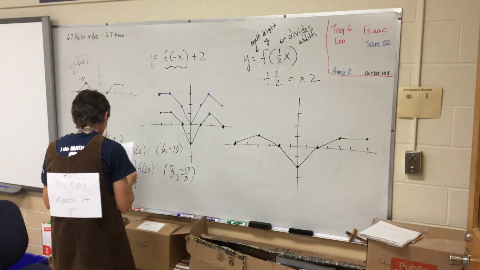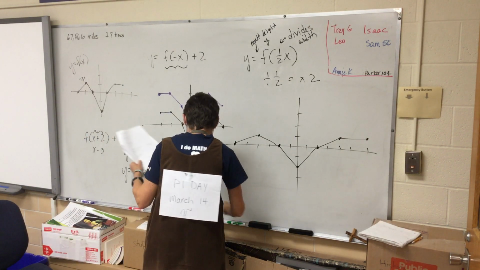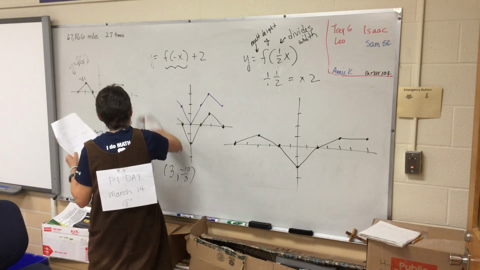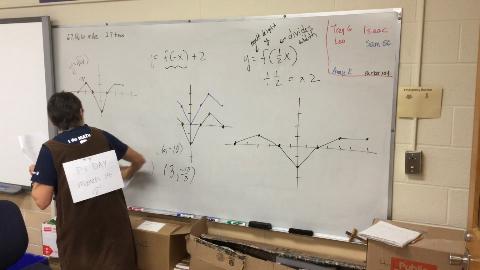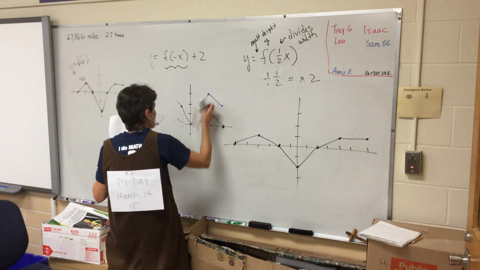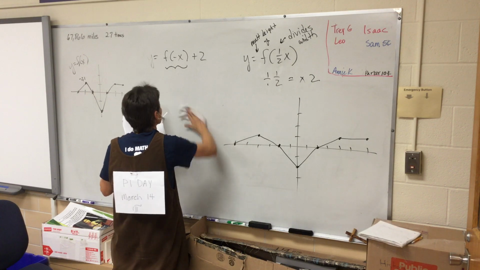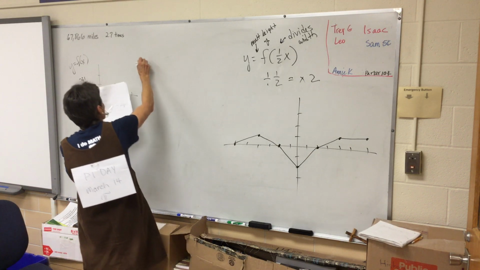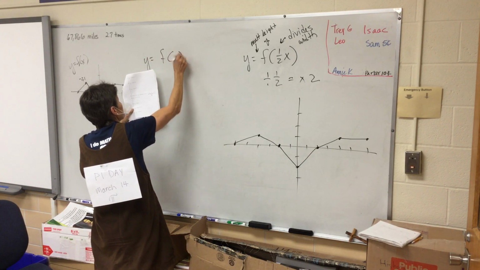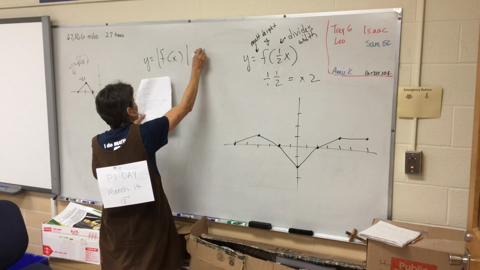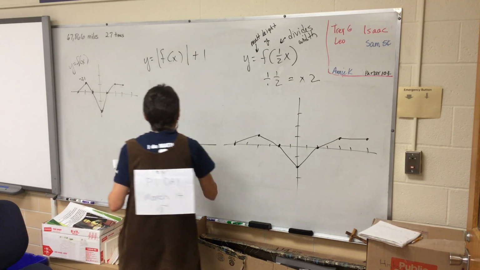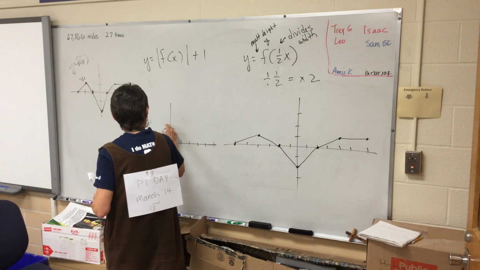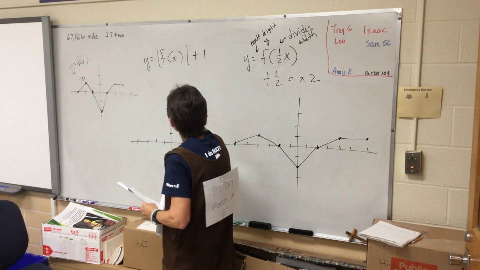All right, now we've got the same picture, but we are going to do the absolute value plus 1. So this is another two-step one. But you can do it all together if you want. So pay attention to what's going on. All right, right here.